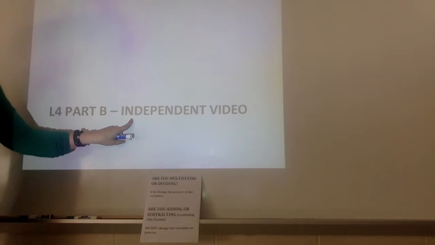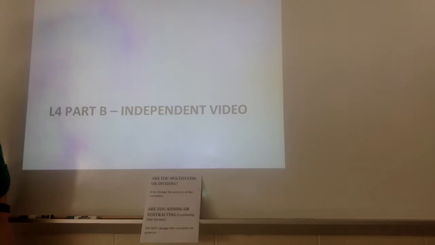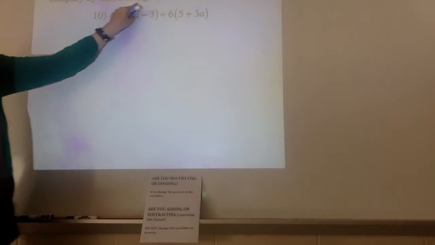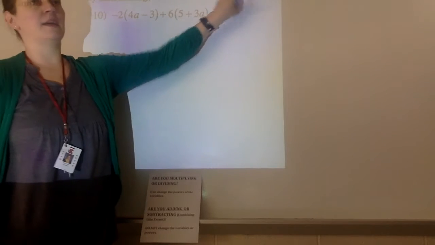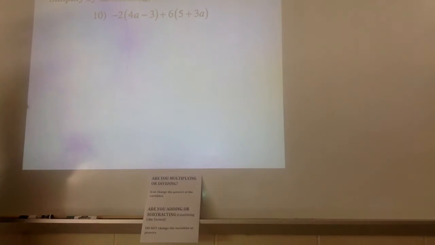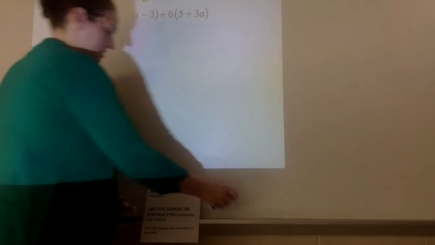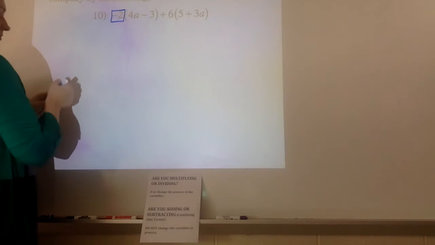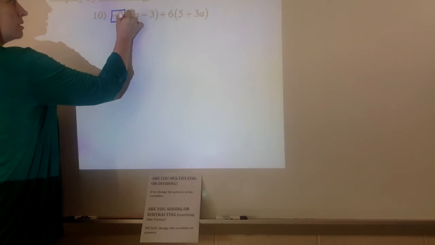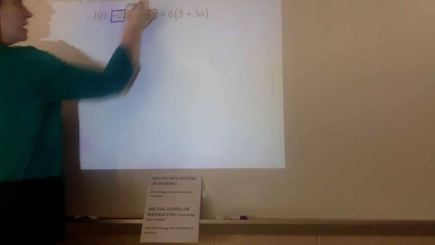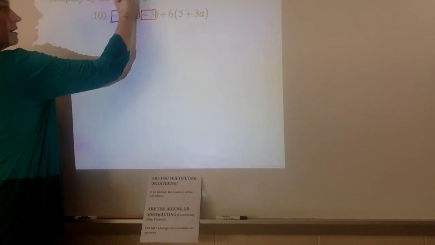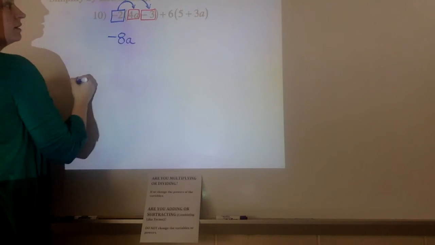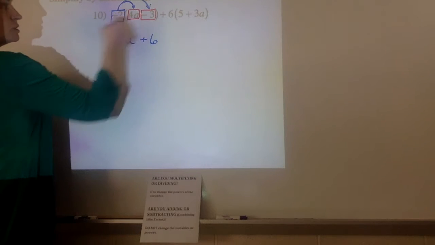The last section is an independent video. The directions say to simplify by distributing first and then combining like terms. So these are much more complicated problems that will involve multi-steps. If I start up in the front, notice I have a negative 2 that needs to be distributed to a 4a and a minus 3. When I multiply, I get negative 8a. When I multiply here, I get a positive 6, negative 2 times negative 3.